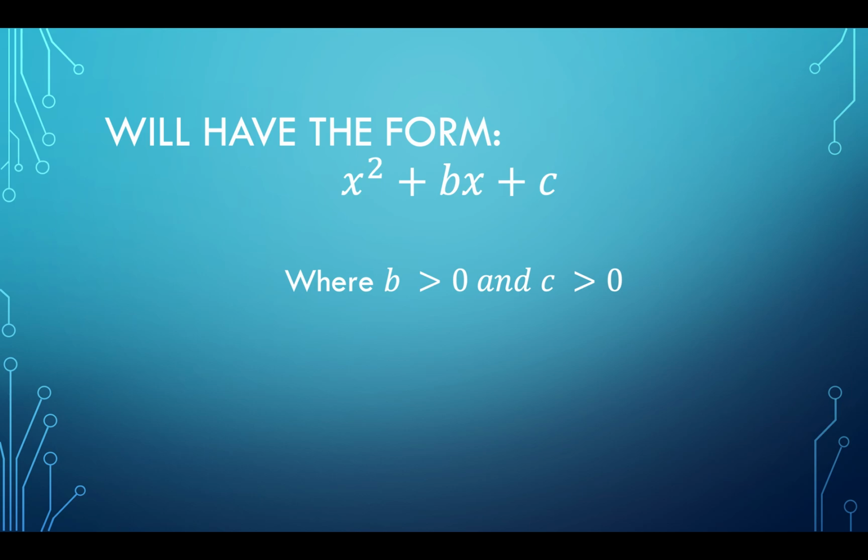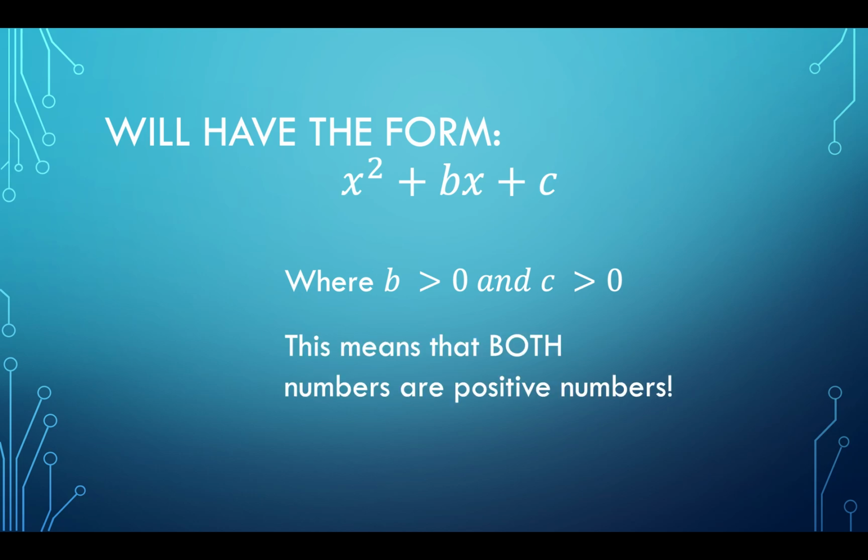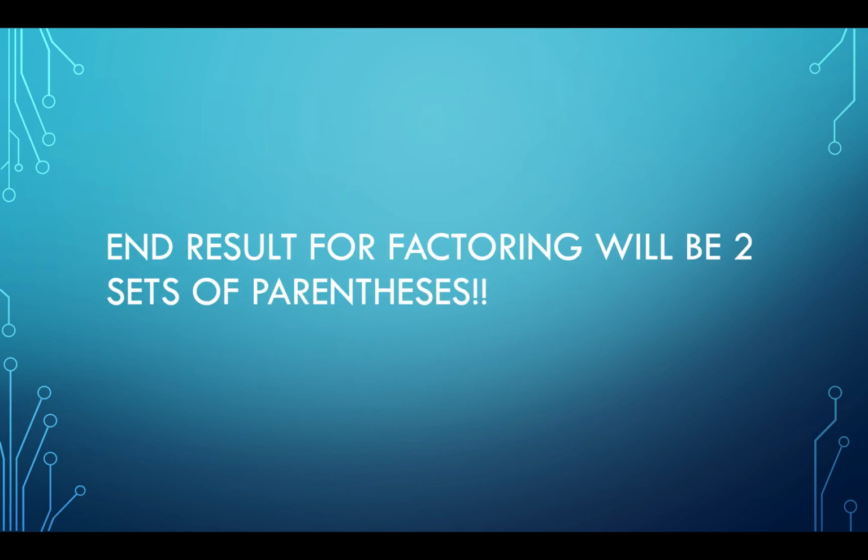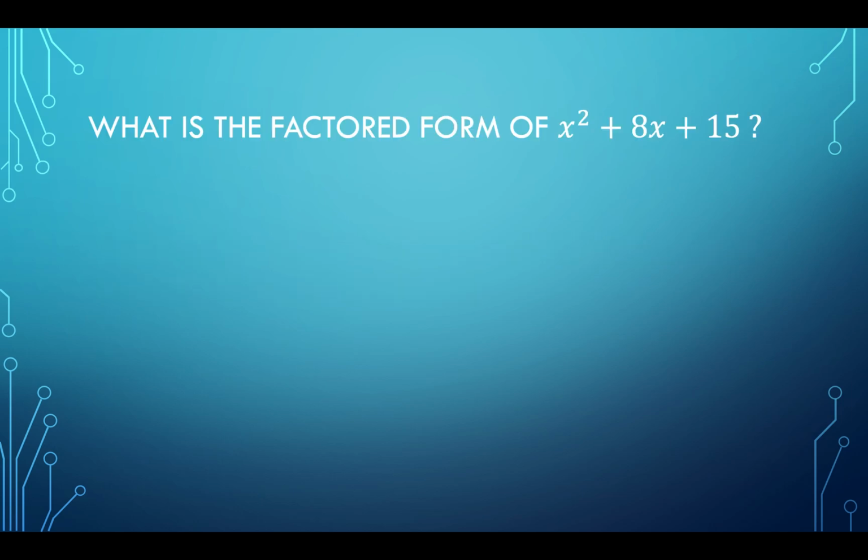So we're going to have the form x squared plus bx plus c. And for this problem, I'm going to tell you b is greater than 0 and c is greater than 0. So what this is going to mean is that both numbers are going to be positive. So both b and c will be positive numbers. So as long as they're both greater than 0, both of the numbers are bigger than 0, that means they're both positive, we can go ahead and factor it using this method. So the end result for factoring is going to be two sets of parentheses. So one of the questions is going to look like this.